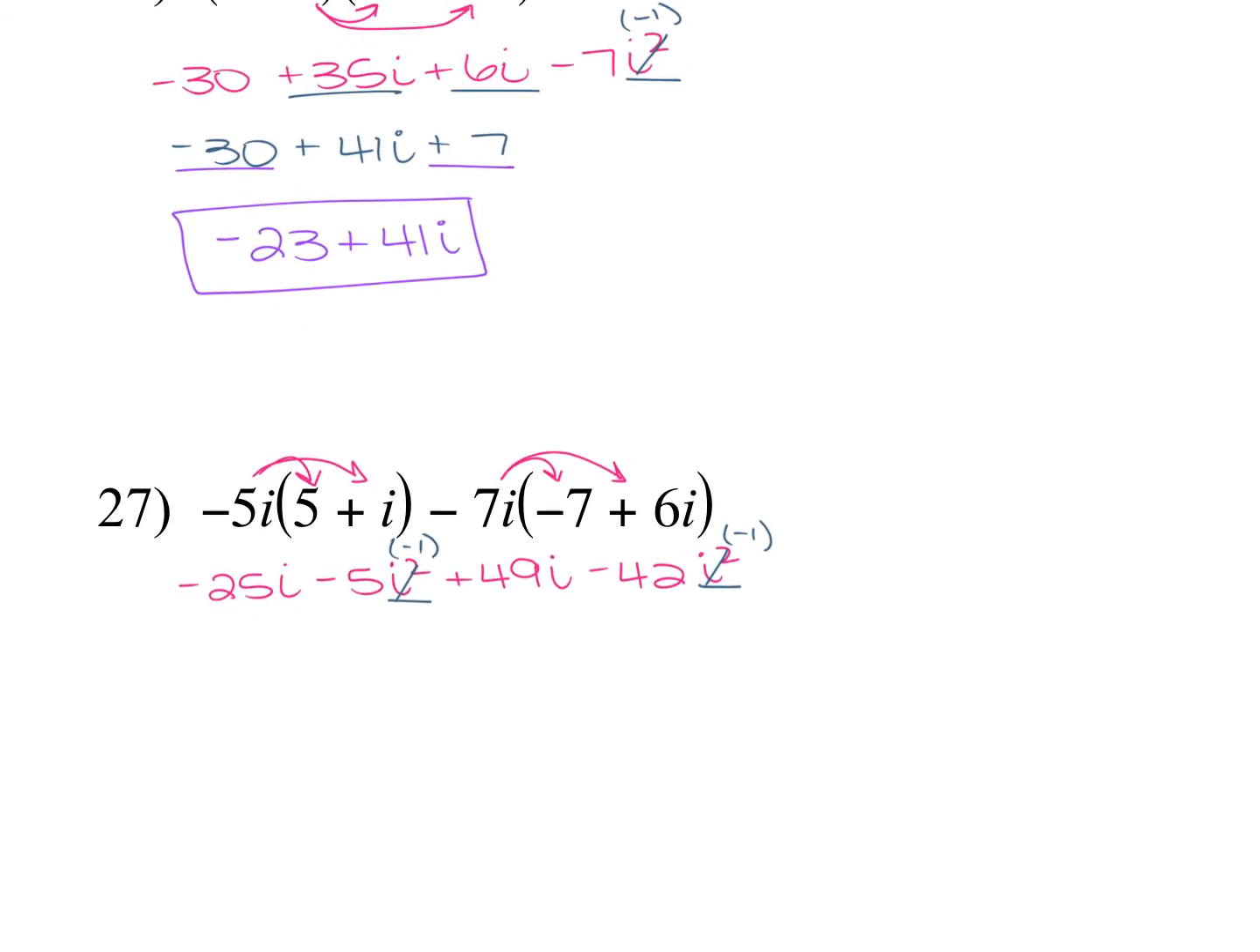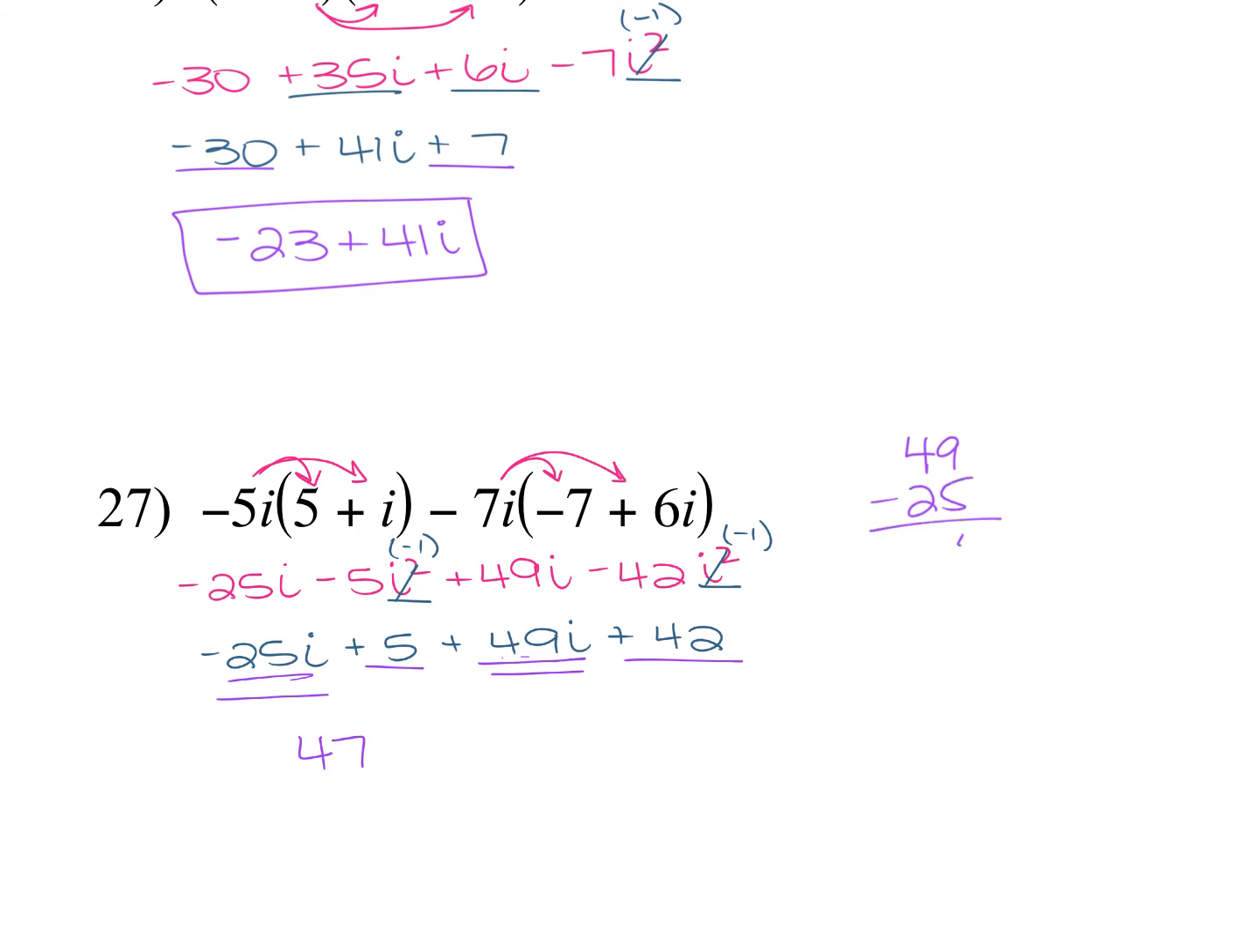So this will become -25i plus 5 plus 49i plus 42. So from here, you're going to combine like terms. 5 and 42 give you 47. The negative 25i and the positive 49i combine. 49 minus 25 is 24, so positive 24i.